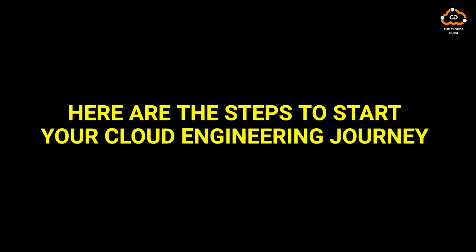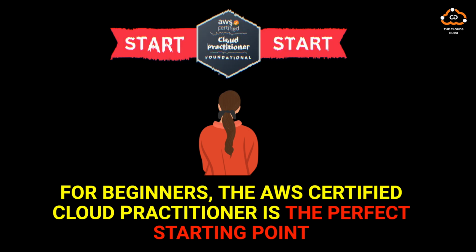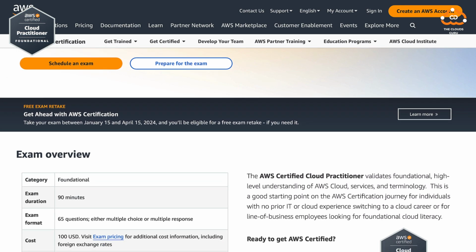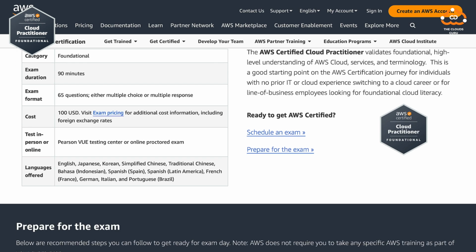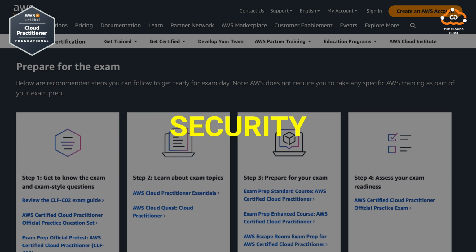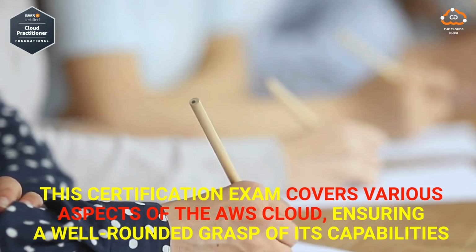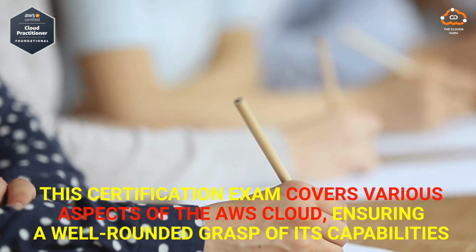Here are the steps to start your cloud engineering journey. First step, AWS Certified Cloud Practitioner. For beginners, the AWS Certified Cloud Practitioner is the perfect starting point. It's an entry-level certification that provides a fundamental understanding of AWS Cloud. This exam covers the basics of AWS services, cloud concepts, security, and compliance, along with a general understanding of how AWS operates. This certification exam covers various aspects of the AWS Cloud, ensuring a well-rounded grasp of its capabilities.